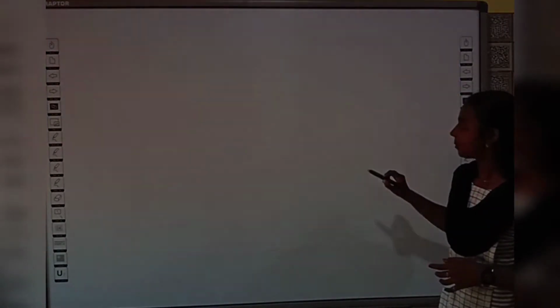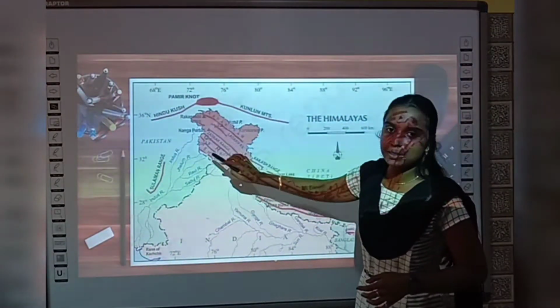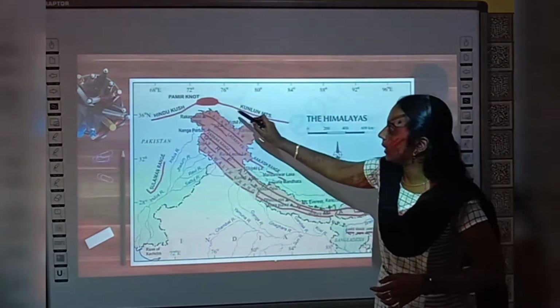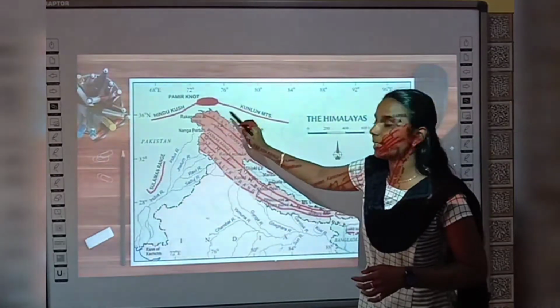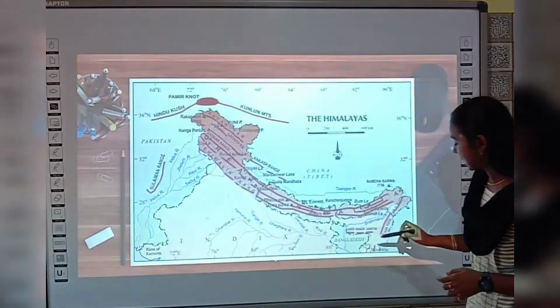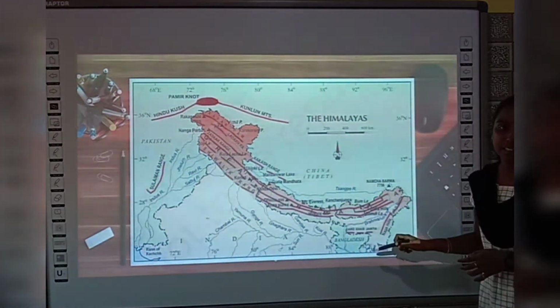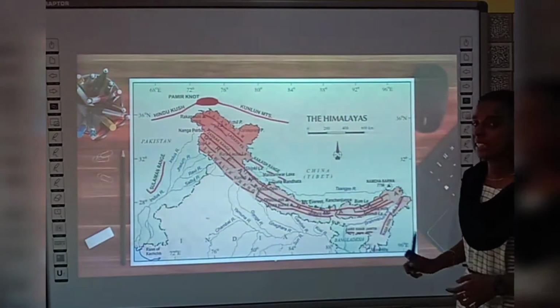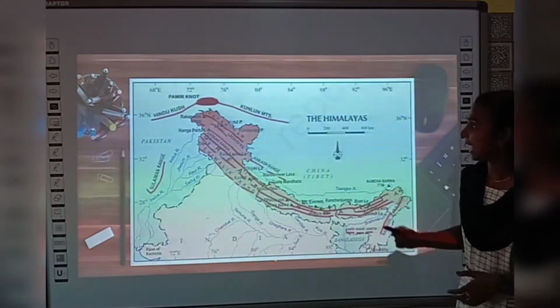See, it is starting from Jammu and Kashmir, so it is located in the northern part of India. Here we have Jammu and Kashmir. It starts from Jammu and Kashmir and it ends till here. Here we have Arunachal Pradesh. So it starts from Jammu and Kashmir and extends till Arunachal Pradesh in the northeast.